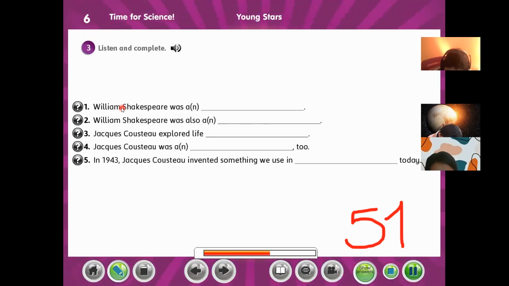Next, we have Jacques Cousteau. Do you know Jacques Cousteau? Well, he was a famous sea explorer. He travelled round the world and explored life underwater. Did you know that he was a director too? He made about 20 films. In 1943, he also invented the special oxygen bottles we use in scuba diving today.